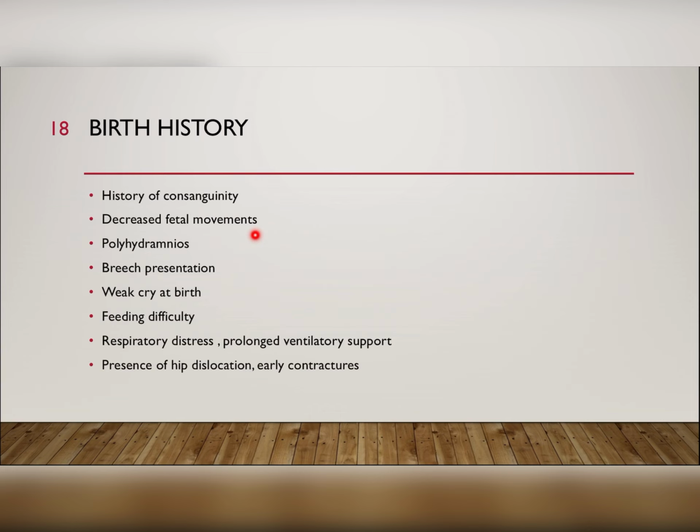There will be decreased fetal movement. The mother can give a history of decreased fetal movement. There can be polyhydramnios because the baby swallows the amniotic fluid. So if there is muscular weakness, there will be difficulty swallowing the amniotic fluid, and the mother can have polyhydramnios. There can be a breech presentation because of inadequate movement in the womb, and there can be a weak cry at birth. There'll be feeding difficulty. There'll be respiratory distress with prolonged ventilatory support because their muscles do not have the power to sustain breathing. Presence of hip dislocation and early contractures.